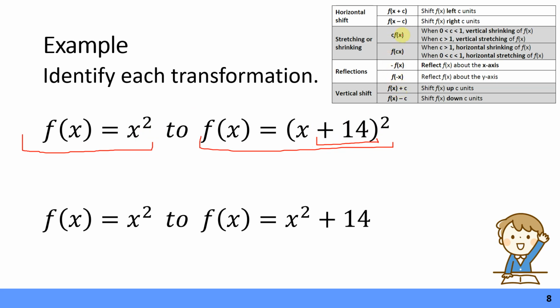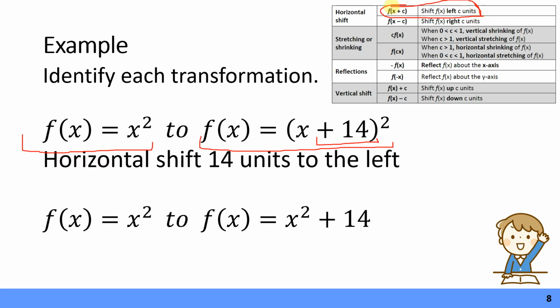So I come over here. Where do we have a number that's inside the parentheses? It's one of these two. Since it's a positive 14, I'm going to follow this one, right? So it's going to be a horizontal shift to the left 14 units. Okay, so again, hopefully you're not getting super confused. Remember, the table is the one that tells you what to do. All right, let's try one more on this slide.